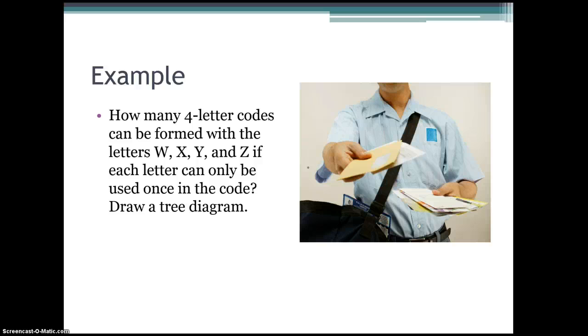Now I'm going to cheat here a little bit. Instead of writing all of these out, I'm actually going to just have the work pre-written. So let's think about this. We're going to do 4-letter codes, so there's going to be 4 possible letters we could put in each slot. So think about what that tree diagram might look like.